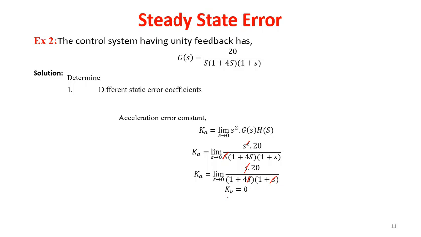So this acceleration constant Ka will be equal to 0. So we got the different constants: positional error constant equal to infinity, the velocity error constant equal to 20, and acceleration constant equal to 0.